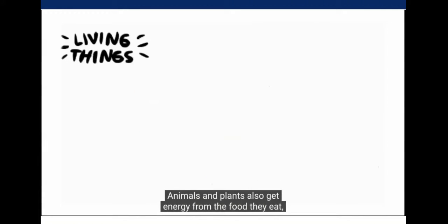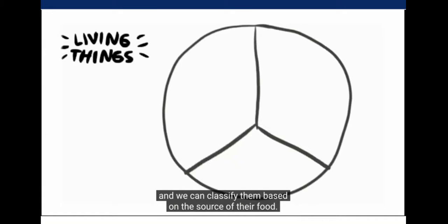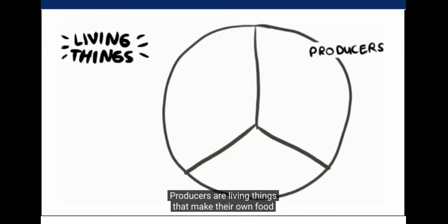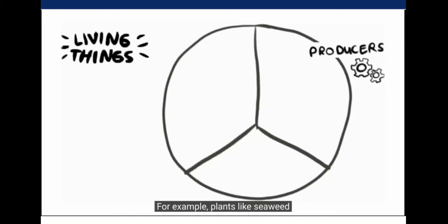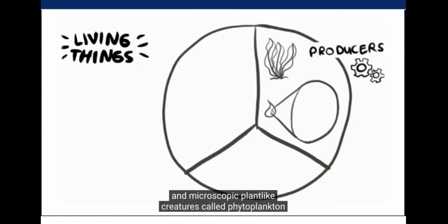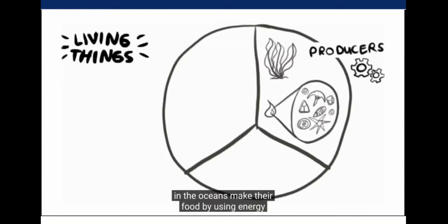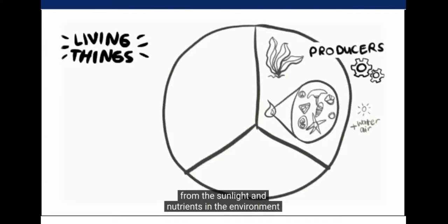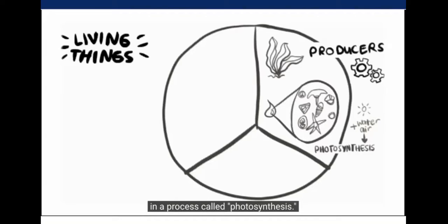Animals and plants also get energy from the food they eat, and we can classify them based on the source of their food. Producers are living things that make their own food, like little factories. For example, plants like seaweed and microscopic plant-like creatures called phytoplankton in the oceans make their food by using energy from the sunlight and nutrients in the environment in a process called photosynthesis.